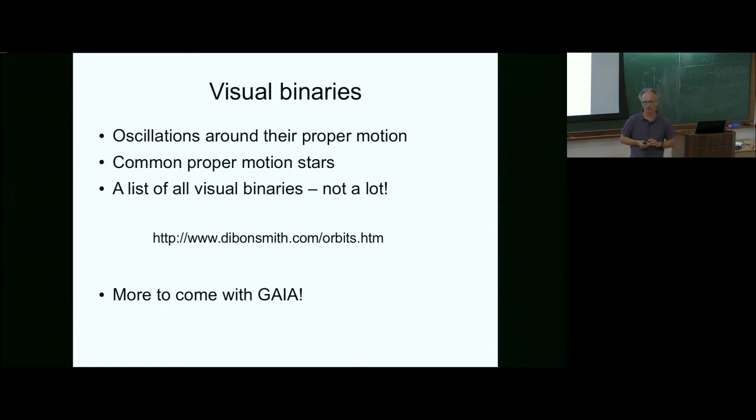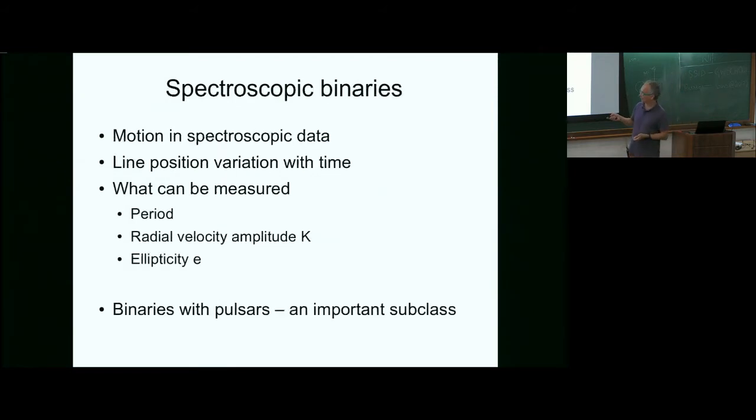Do you think that you can measure the ellipticity of the orbit? Yes? How? Because if you see the variation of the velocity as a function of time, for the circular orbit it will be sinusoidal, and for an elliptical orbit it is going to deviate from sinusoid. So this will give you the information about the ellipticity. So we have the period, we have the radial velocity amplitude, and we have the ellipticity. We don't have the inclination.